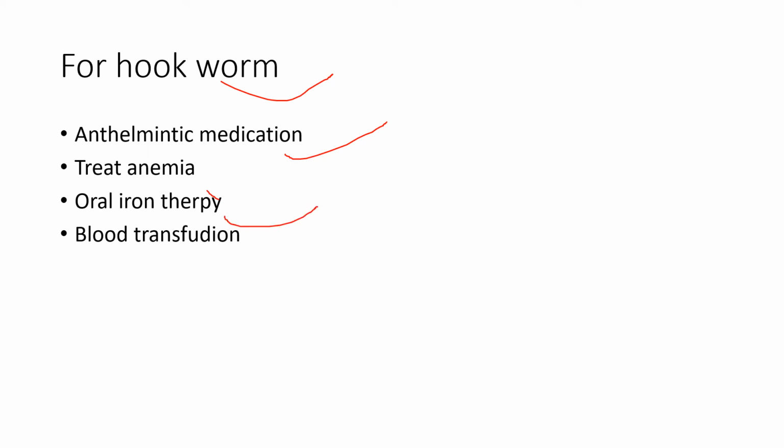Next one for the hookworm, which is the same: anti-helminthic medication, treatment of the anemia, oral iron therapy, and blood transfusion can be done. Next one for the tapeworm, also the same: albendazole, mebendazole, praziquantel, or niclosamide. You can give all this treatment for 30 days, then the baby will be fine. Next one for the trematode, we can give anti-helminthic.